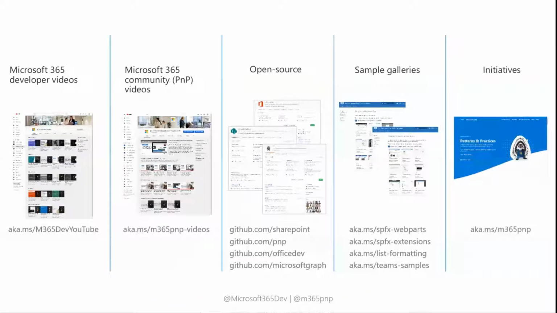And talking about the channels, we have a lot of content available in PnP, starting from the Microsoft 365 developer videos, and the community videos that we have in the PnP channel, as well as a whole set of open source projects and libraries, and the really rich set of samples that we have in the sample gallery. And moreover, there are a bunch of initiatives that you can take a look at if you go to aka.ms/m365pnp, which is the main entry point for the PnP initiative.